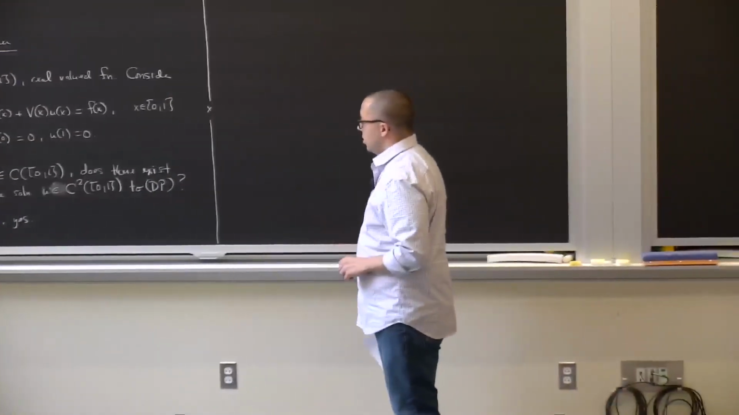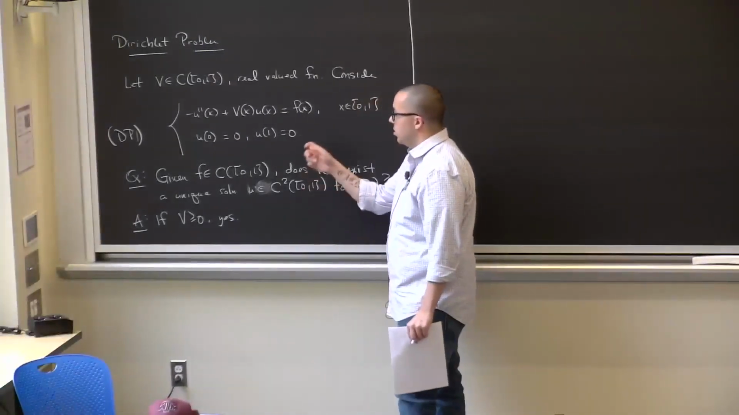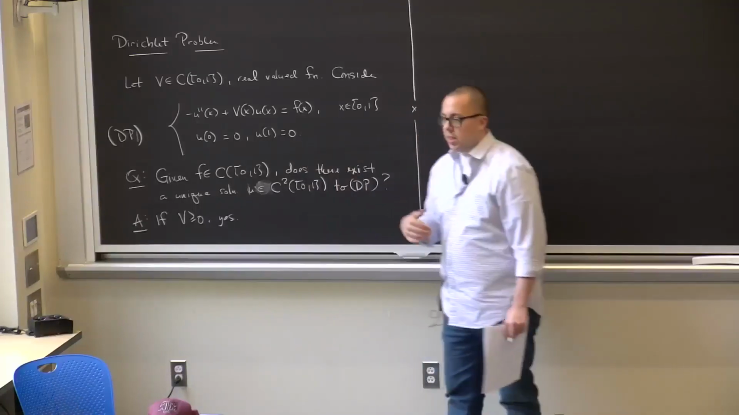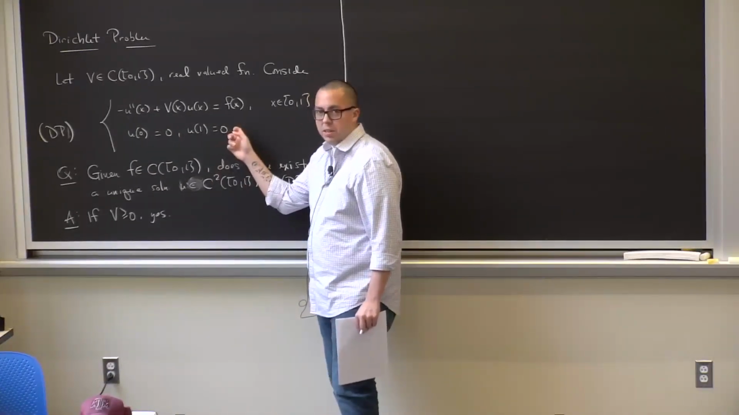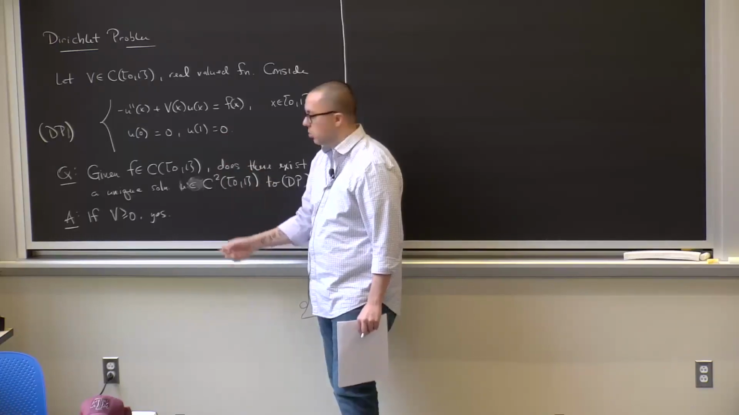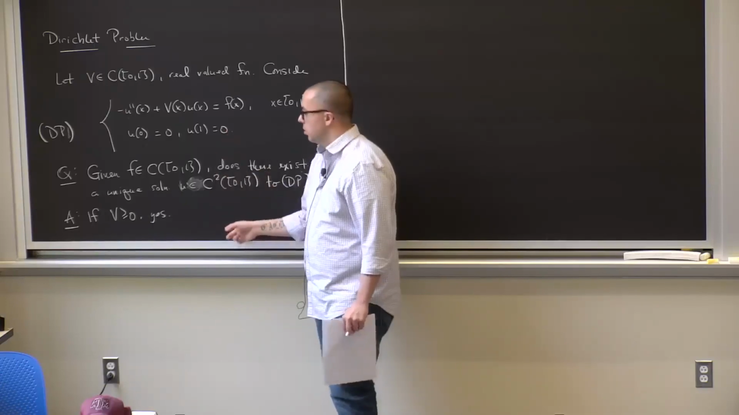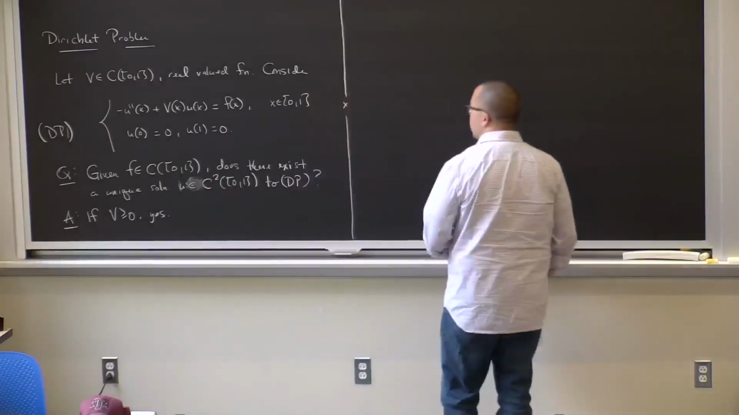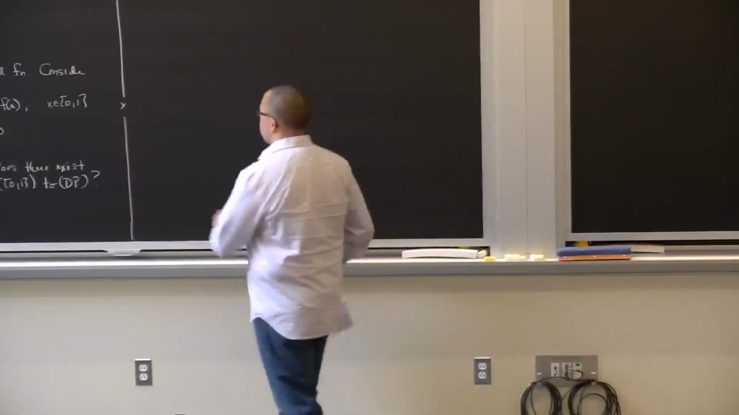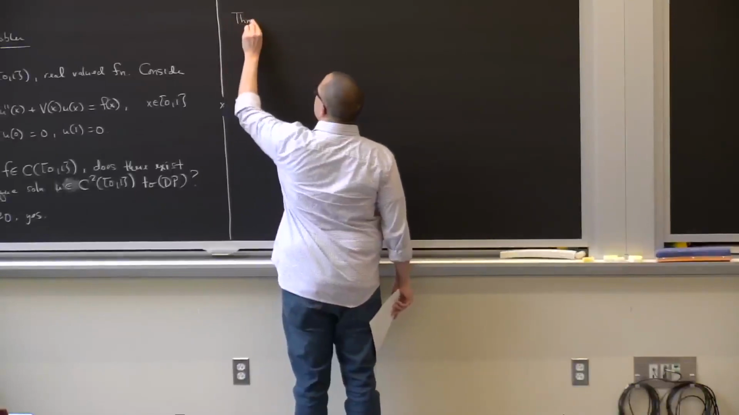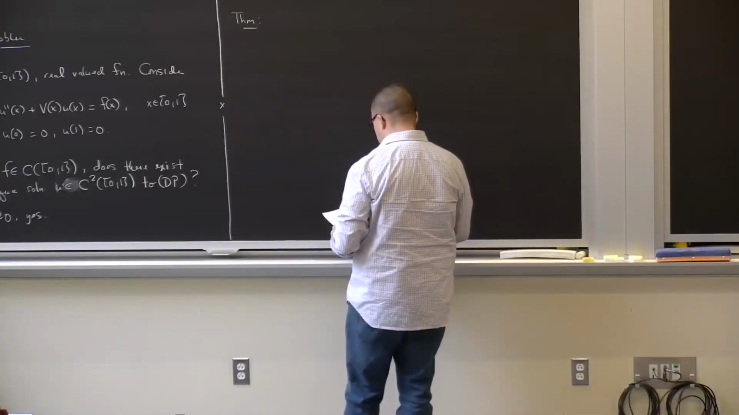And I'll state this answer as two theorems. One saying that a solution to this is unique. And then the second part, the more involved part, will be that there does exist at least one solution to this problem, assuming V is non-negative. So the first thing we'll prove is that any solution to the Dirichlet problem is unique.